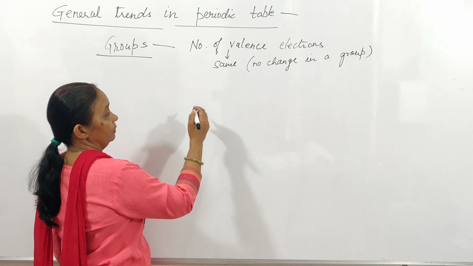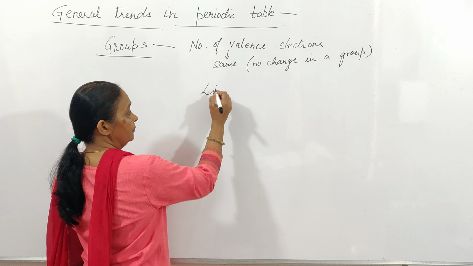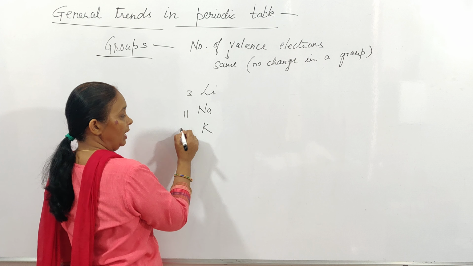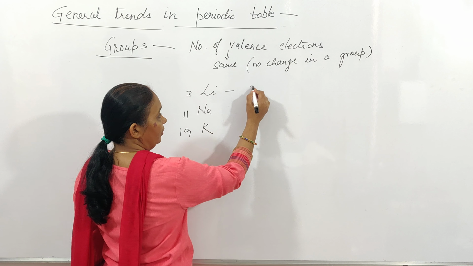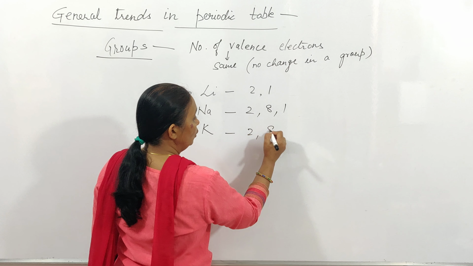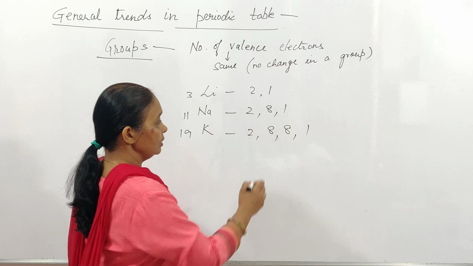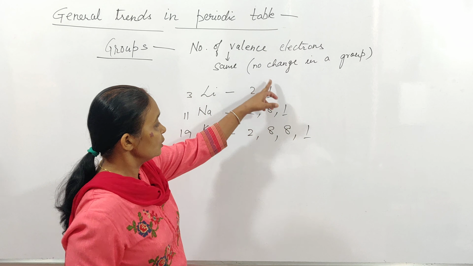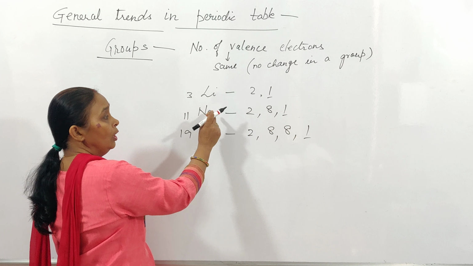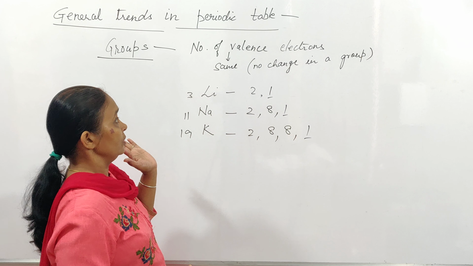Let us take an example. Suppose we take the elements of first group: lithium, sodium and potassium. Atomic number 3, 11 and 19. Electronic configuration 2, 1; 2, 8, 1; 2, 8, 8, 1. Now if you see the number of valence electrons, it remains same. That means there is no change in the number of valence electrons as we move down the group from lithium to sodium to potassium and then rubidium, cesium and francium. There will be no change.